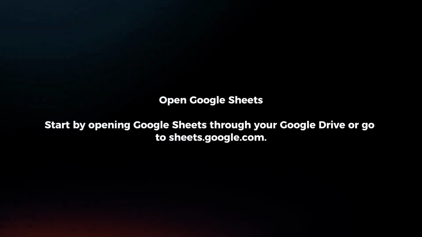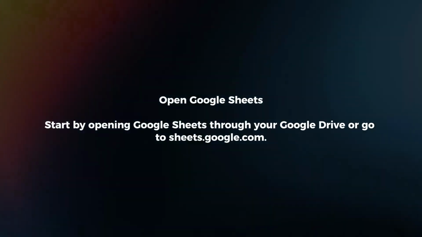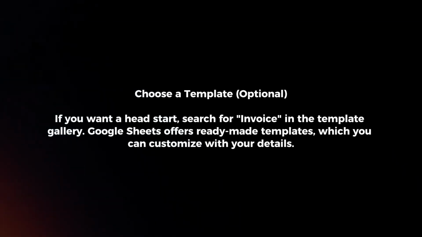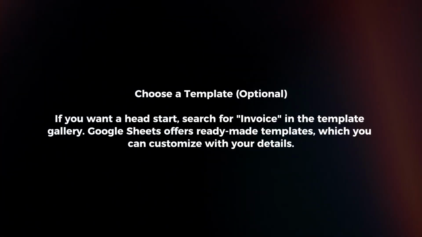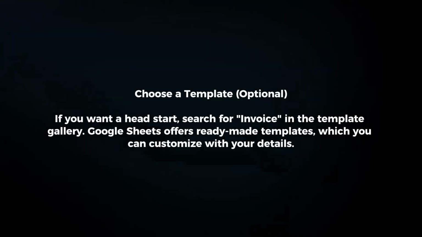Open Google Sheets. Start by opening Google Sheets to your Google Drive or go to sheets.google.com. Choose a template. If you want a head start, search for Invoice in the template gallery. Google Sheets offers ready-made templates, which you can customize with your details.